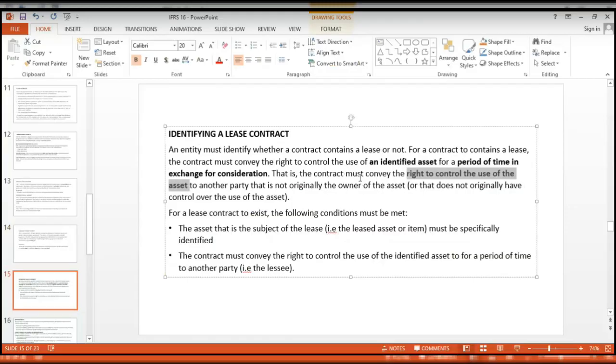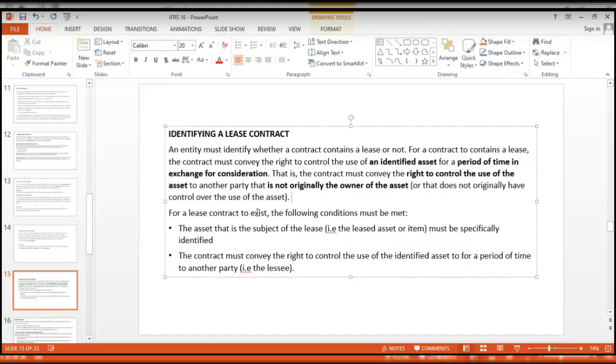So the right is conveyed from the lessor to another party, which is the lessee. This is not the original owner of the asset. Look at the sequence of this definition. To identify a lease contract, there's an identified asset that is going to be used for a period of time in exchange for consideration, and the contract must convey the right to control the asset. That is, I own this asset as the lessor. I'm giving you the right to use it. You are not the original owner. The lessee is not the original owner of the asset, or does not originally have control over the asset.